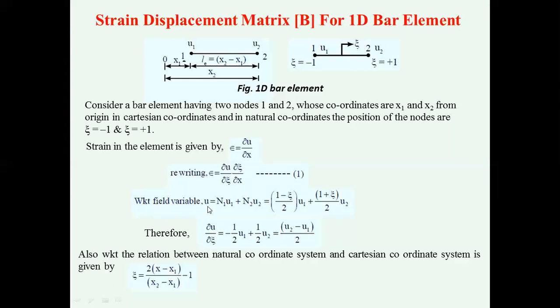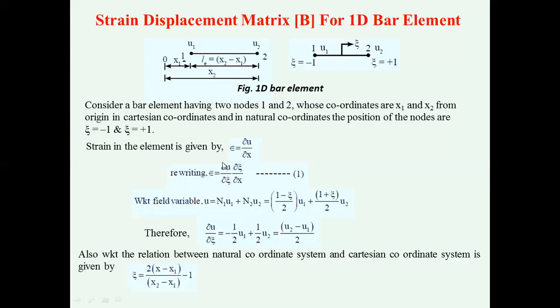Also, the field variable u equals summation of N into u. But for 2-noded bar elements, it is defined as N1 into u1 plus N2 into u2. Since we have only 2 nodes, we have only 2 displacements and 2 shape functions, where N1 and N2 are the shape functions for 2-noded bar element. The value of N1 is (1 minus zeta) by 2. The value of N2 is (1 plus zeta) by 2. These are the shape functions which we derived in module 1.